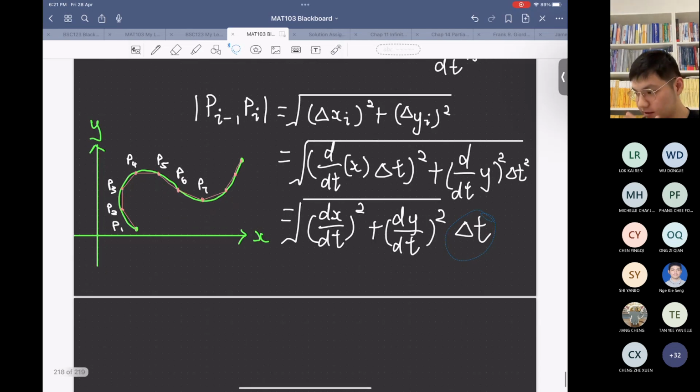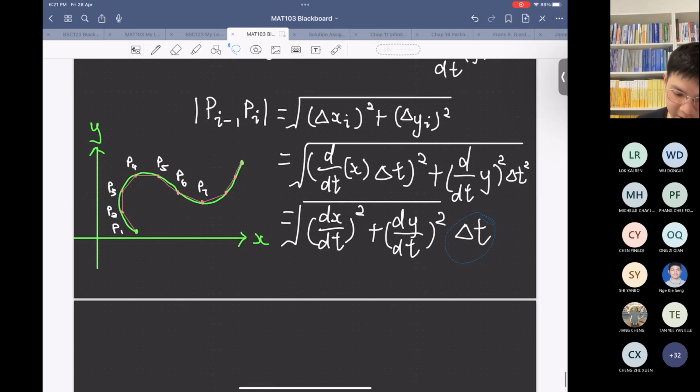Okay, then what's next? Next, we need to add up all the straight lines together. We need to take the sum of them, and then we need to take it to infinity. So we need to add arbitrarily many points so that the lines infinitely approach the real curve. When we add more and more intervals, the straight line will keep approaching the curve. Does it make sense?